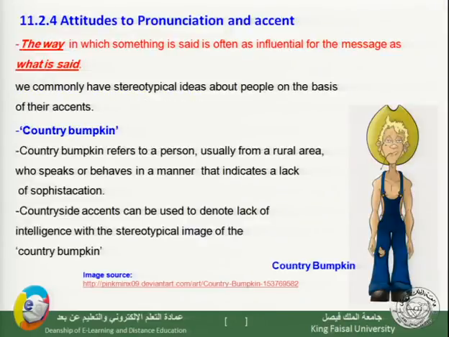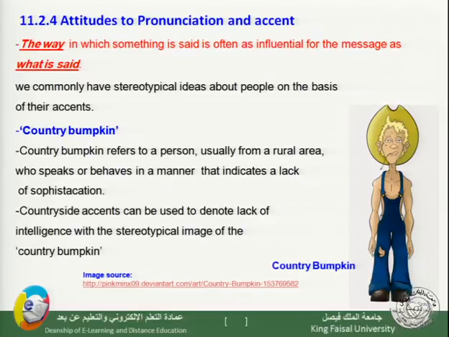Attitudes to pronunciation and accent. The way in which something is said is often as influential for the message as what is said. So we have two main points. The first one is the way that we talk and the thing that we are talking about. The way in which we express our feelings, our topic, our conversation is very important. It is as important as the topic itself.